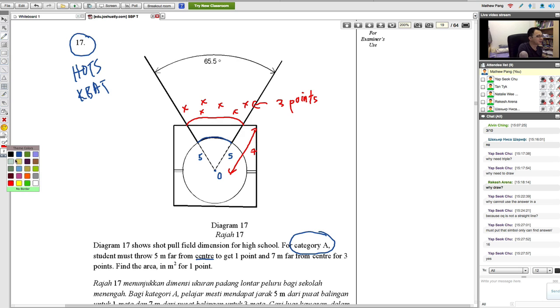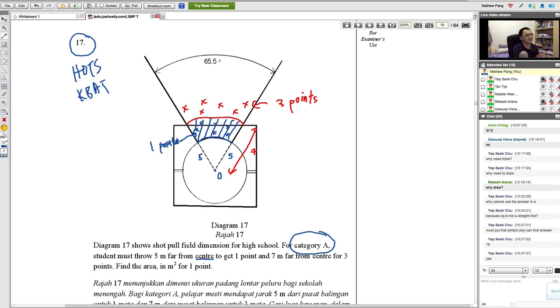So if you throw the ball further than 5 meter, means in this area you will only get 1 point. Okay, this is what the question trying to say. 1 point. Then the question asks you to find the area of 1 point. That's mean the question asks you to find this area.